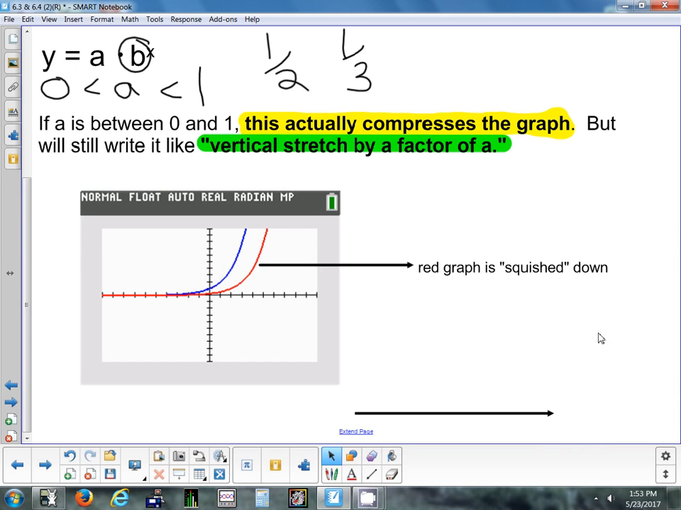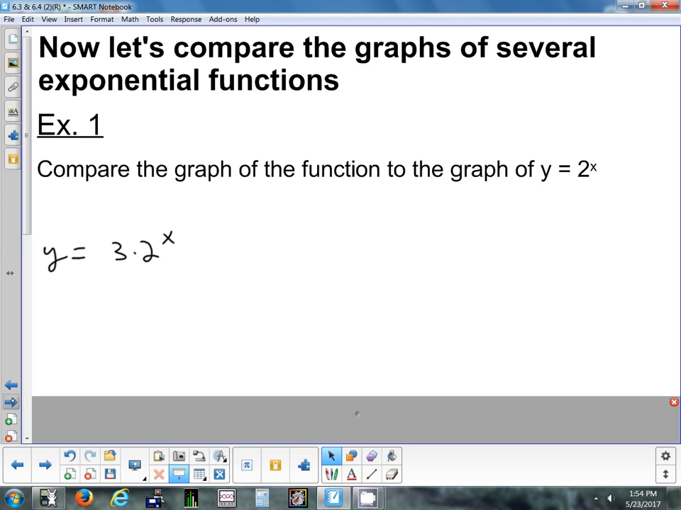Like Mr. Hager's putting on here, guys, the red graph is getting squished down. It's compressing. We're pushing it together. But we're still going to use the same phrase, vertical stretch by a factor of whatever's in the a spot. Now, same rules as, I don't know if we're going to get to that today. Let me take a look.